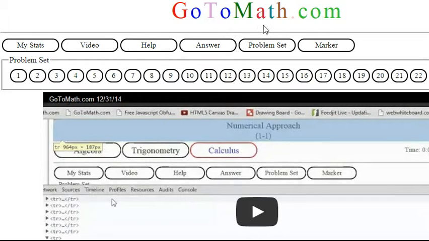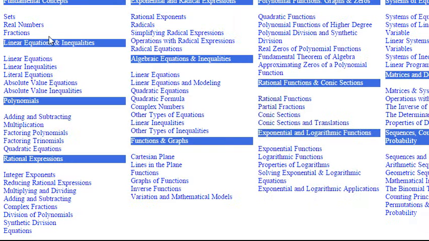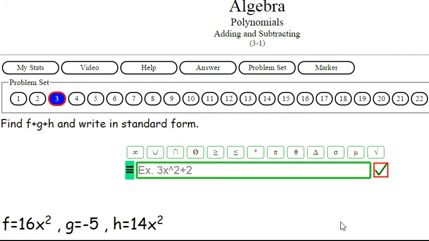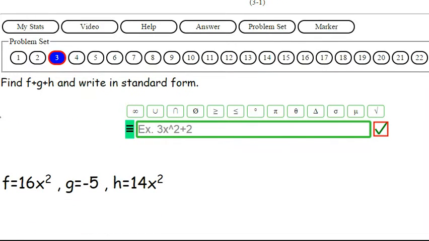Okay, we're over here at gotomath.com. Click on algebra. Let's go down to adding and subtracting polynomials. And what are we doing? 3.1? Looks like that's what we're doing. So we want to find F plus G plus H, I guess a lot like we did in the last one.